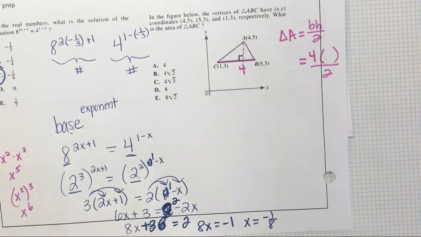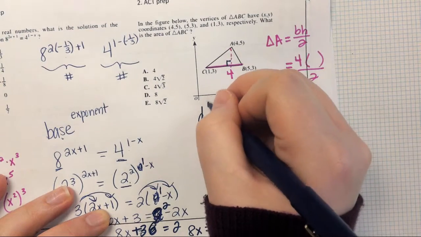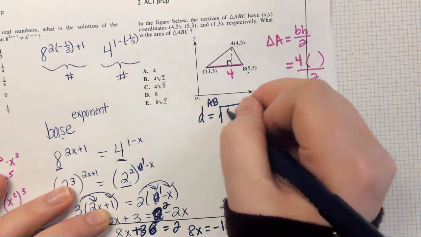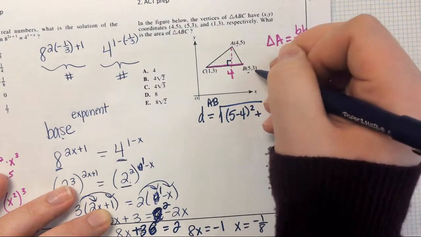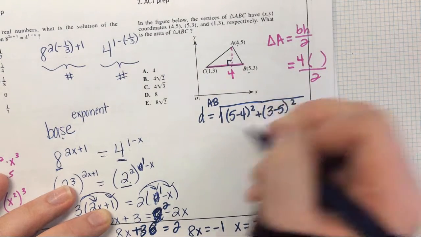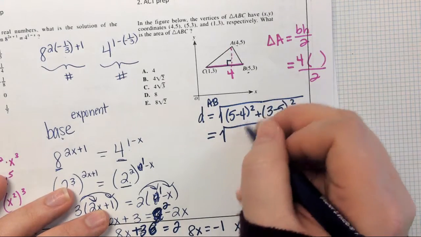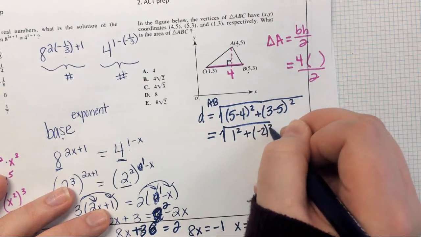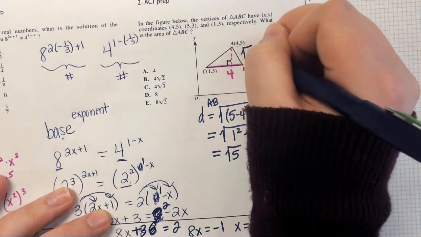I like it, Ayana. It was moving somewhere. Let's do that. Ayana would do the distance between A and B. So that would be the square root of x2 minus x1, so 5 minus 4 squared plus 3 minus 5 squared. This was her idea, I don't think it's a bad one. So 1 squared plus a negative 2 squared. So I've got 1 plus 4, which is the square root of 5. So this side is the square root of 5.